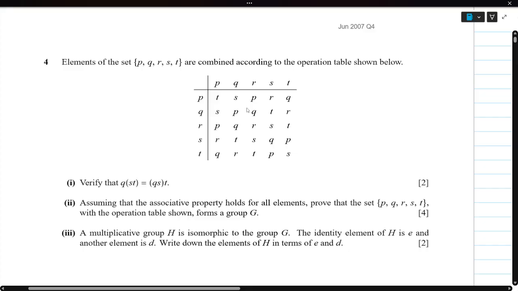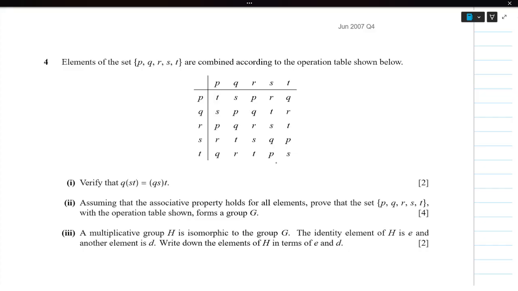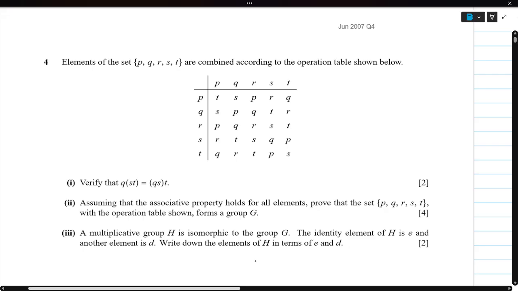The first thing I do is just see if the Latin square properties are there. But because they say prove that this set is a group, I'm not going to bother checking. I'm just going to say the table shows closure. And then lastly, we just need to list down the elements of this isomorphic group to G.